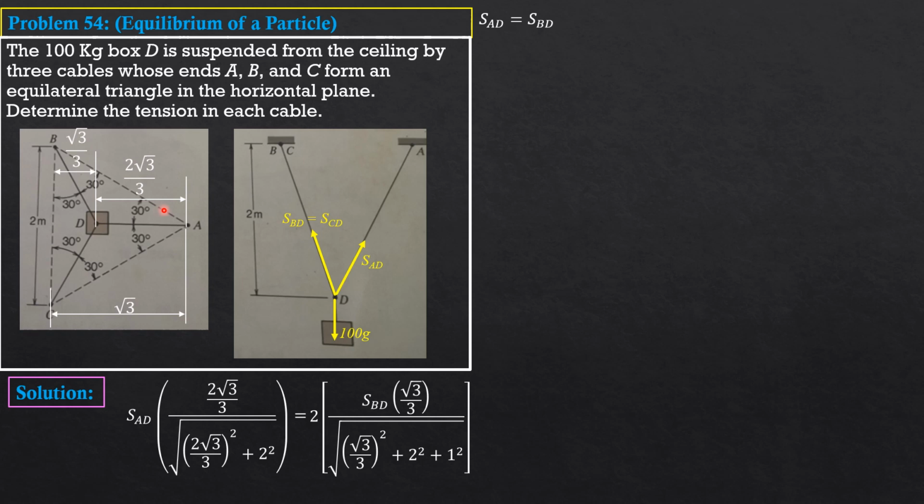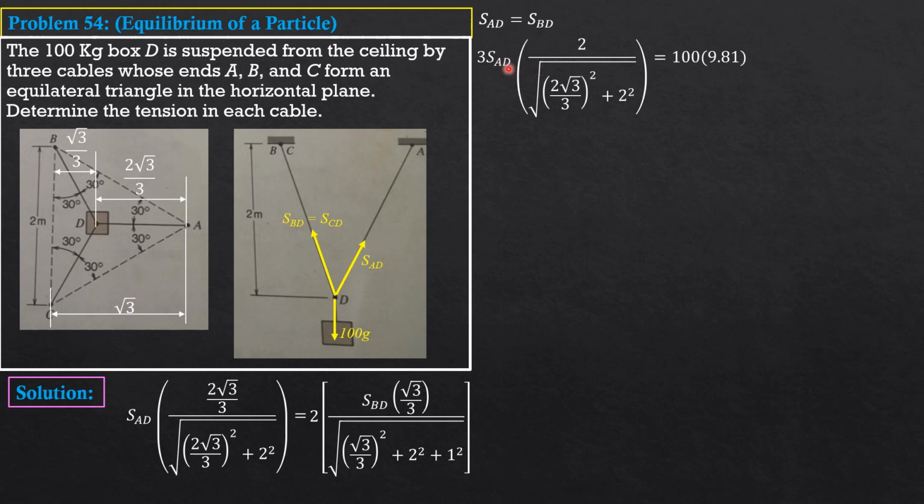So the last equation is summation of forces vertical. The vertical component is 2 and the distances are already set up. So 3 times, because there are 3 cables and each is shown to be the same. So it's 3 times S_AD, the vertical component distance 2. This is the distance, just copy it. Then equals 100 times 9.81.